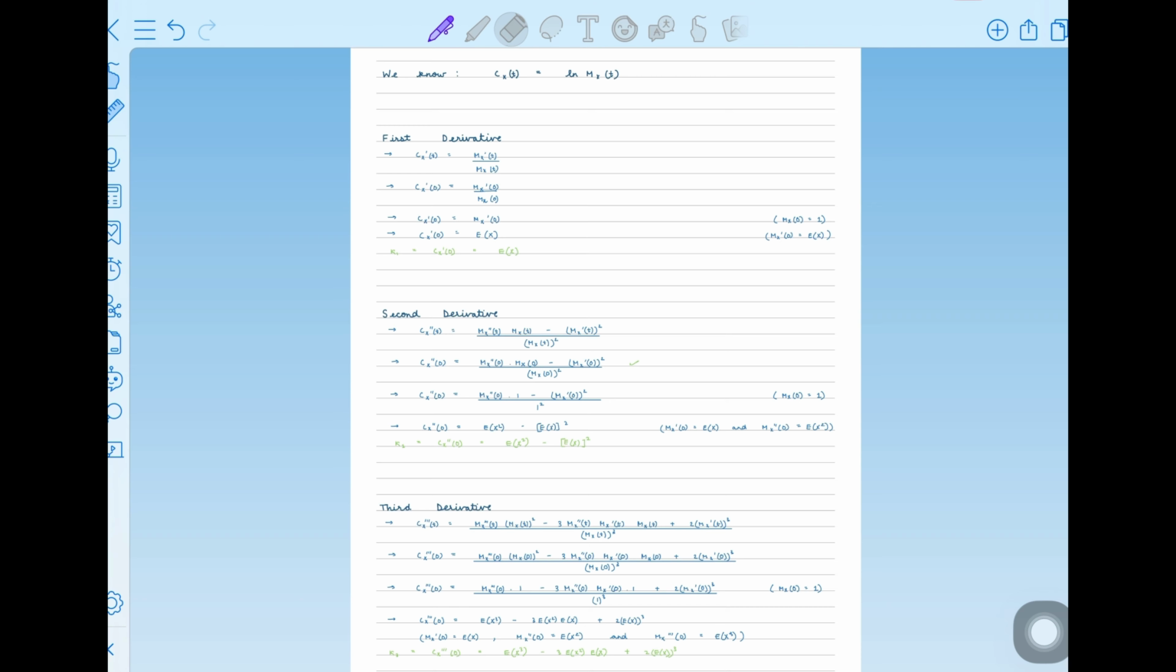We repeat the process of differentiation once again to find the third derivative. Then we put 1 wherever necessary. This gives us the third cumulant as E of x cubed minus 3 times E of x squared times E of x plus 2 times E of x whole cubed. This is also the formula for skewness.